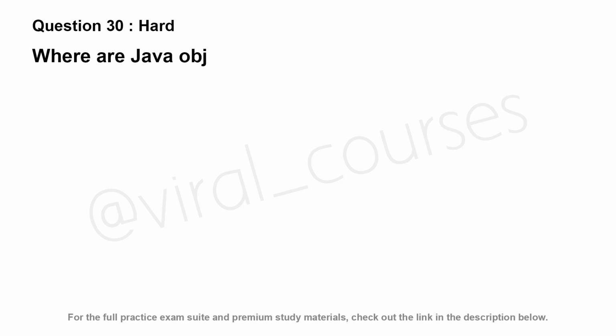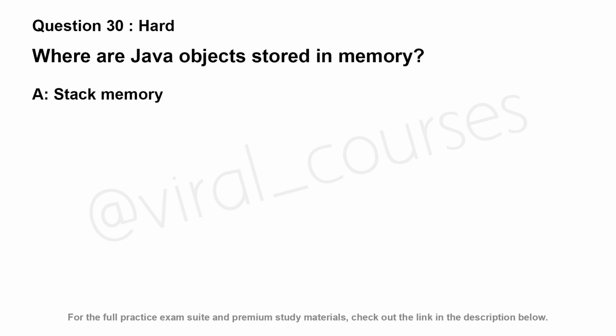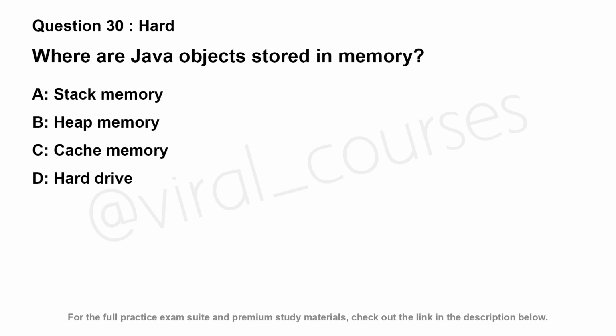Where are Java objects stored in memory? Option A, stack memory. Option B, heap memory. Option C, cache memory. Option D, hard drive.